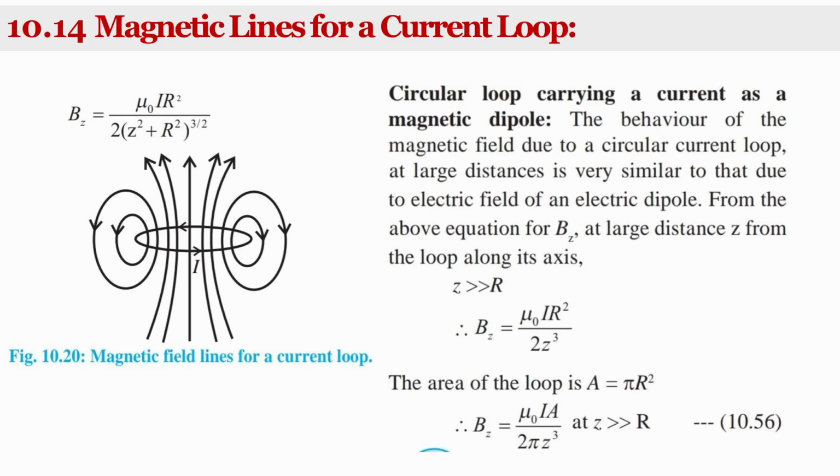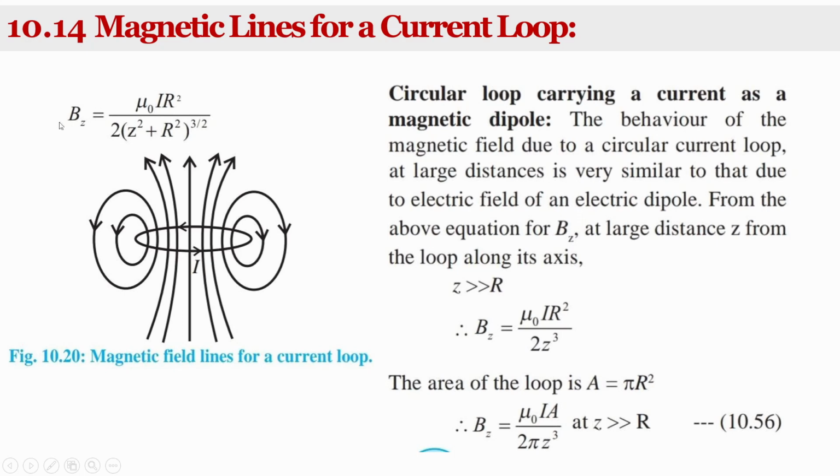So from the above equation, what is the formula for Bz at a large distance z from the loop along its axis? Its formula is Bz equal to mu naught I r square upon 2 into bracket z square plus r square to the power 3 by 2. Okay, in that case the distance z is very large compared to r, so z is much greater than r. So z square is much greater than r square, and in comparison r square is smaller, so we can neglect that term r square.